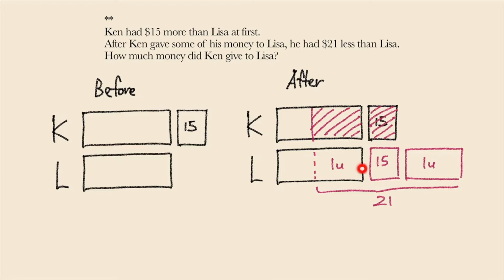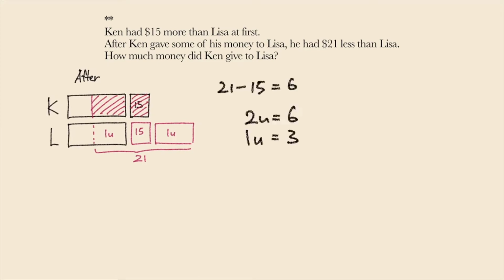Okay, so with this, we can form an equation. Take 21 minus 15 and divide by 2. I'll get what's 1 unit. Yeah, so let's do that. 21 minus 15, that's 6. 2u is therefore 6. 1u is therefore 3. Now, how much was given to L by Ken? Now, what's given is this shaded part here, which is 1 unit plus 15. Since 1 unit is 3, then 3 plus 15 is $18.